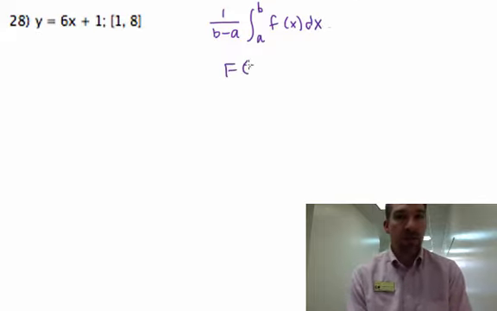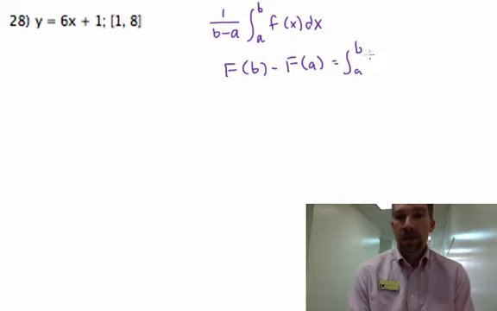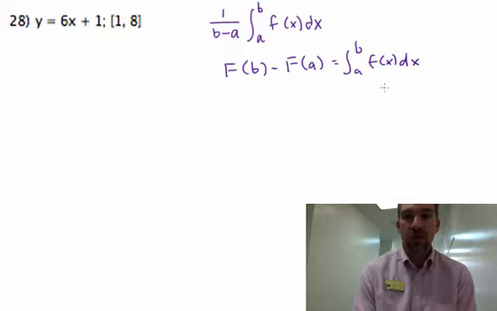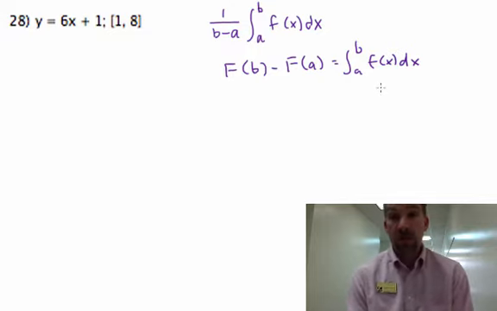So that's capital F of b minus capital F of a, which is going to be equal to the integral from a to b of little f of x dx. And remember that the little f is your derivative. Capital F is the function you took the derivative of. Okay, so that's the setup on this guy.